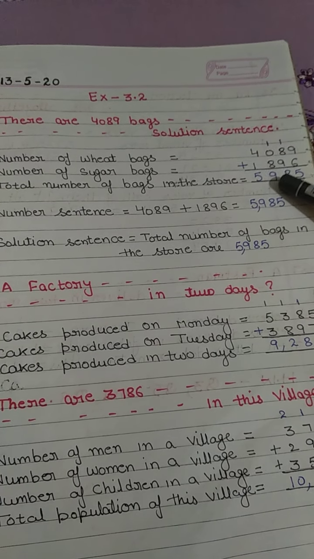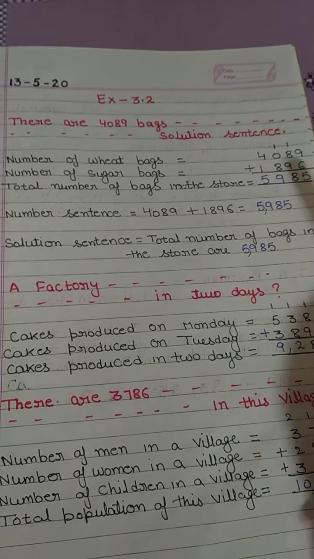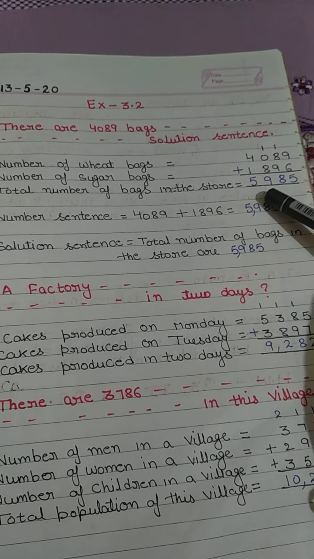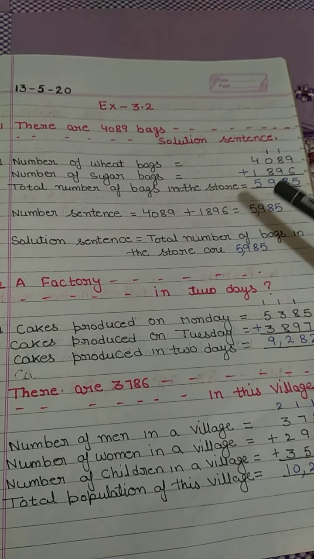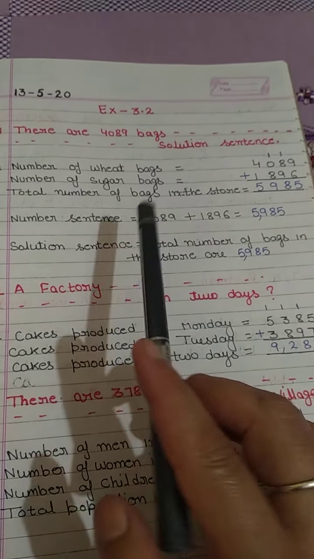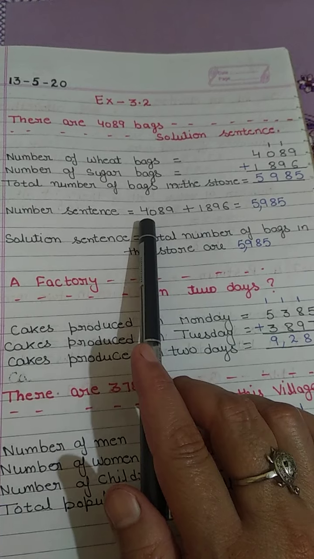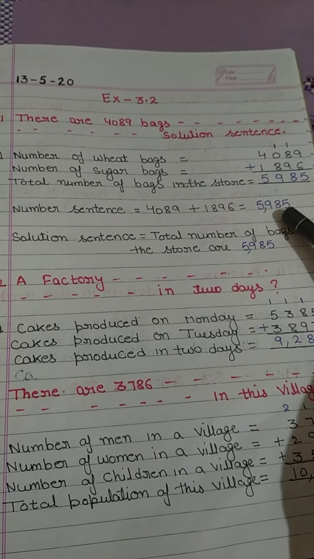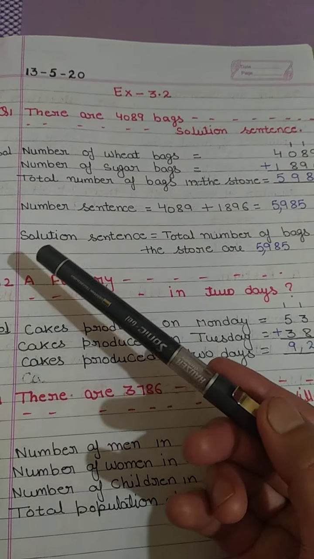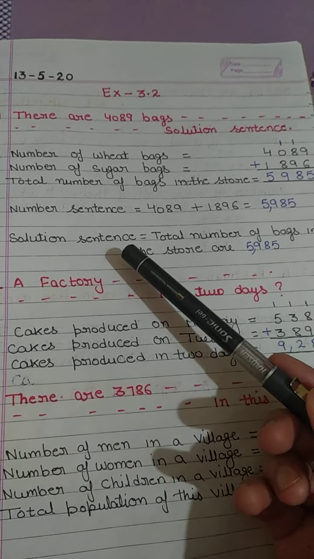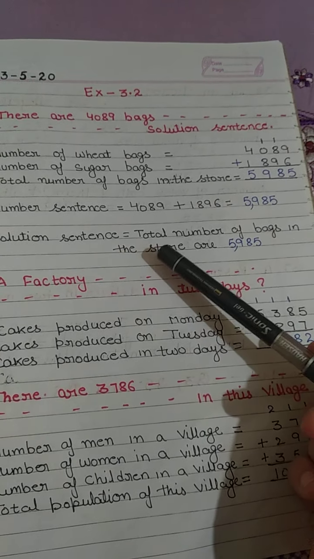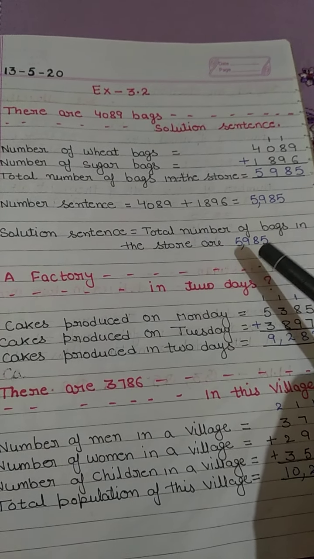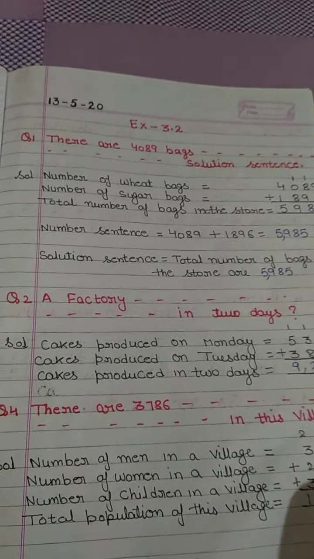It means the total number of bags in the store is 5,985. So we write: total number of bags in the store is equal to 5,985. Now we have to write this as a number sentence. The number sentence is 4,089 plus 1,896, which is equal to 5,985. Now the solution sentence. The solution sentence is: total number of bags in the store is 5,985.